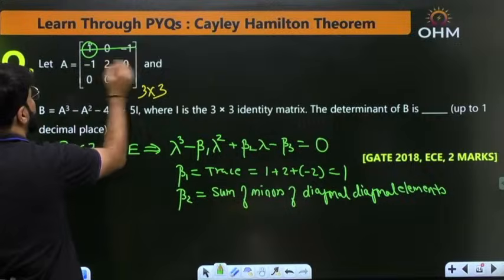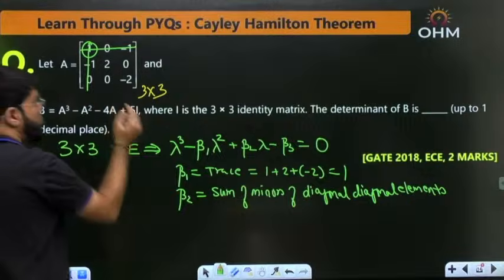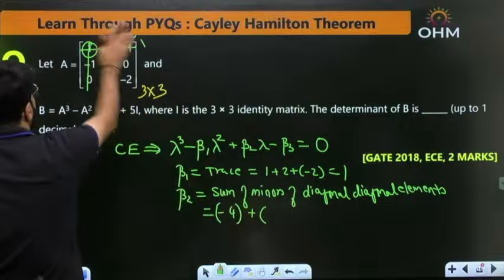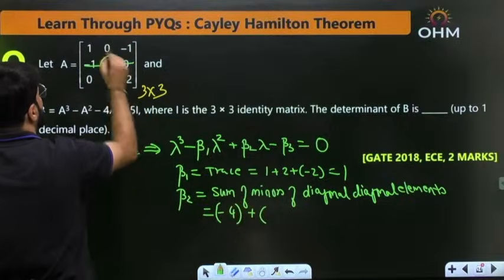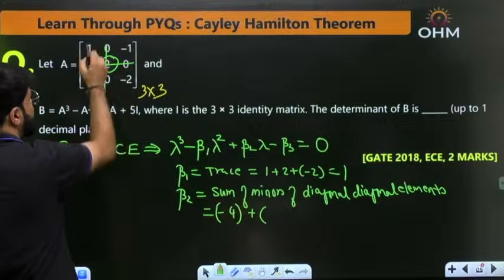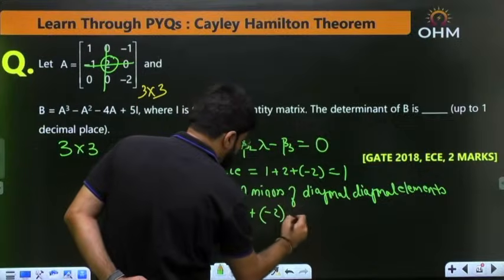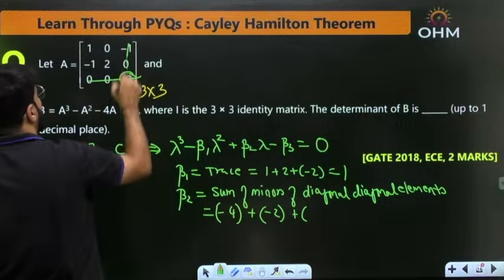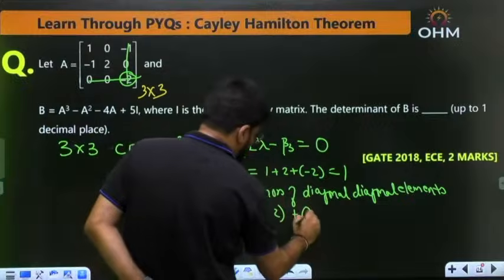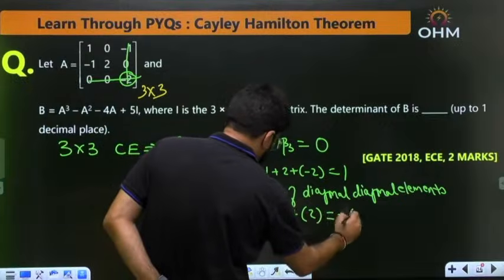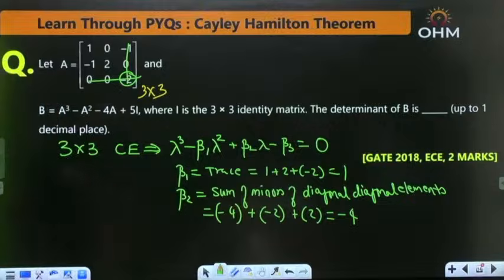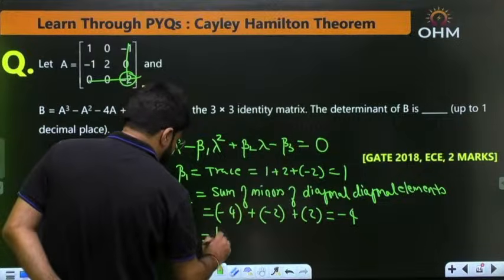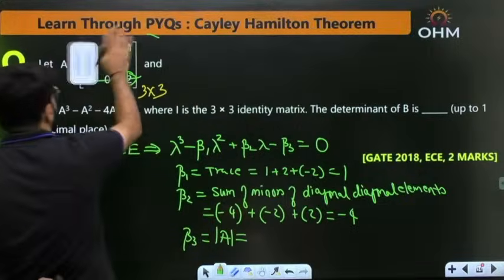Like this is the diagonal element. What is the minor corresponding to it? Minus 4 minus 0, directly writing the value: minus 4. Next diagonal element, here it is 2. Deleting the row and column, I get the minor value: minus 2 minus 0, which is minus 2. Plus the third diagonal element, which is minus 2. Delete the row and column, you get 2 minus 0, which is 2. So total beta 2 is minus 4. And what is the beta 3 factor? The last one is simply the determinant of the matrix. So what is the determinant of the matrix?